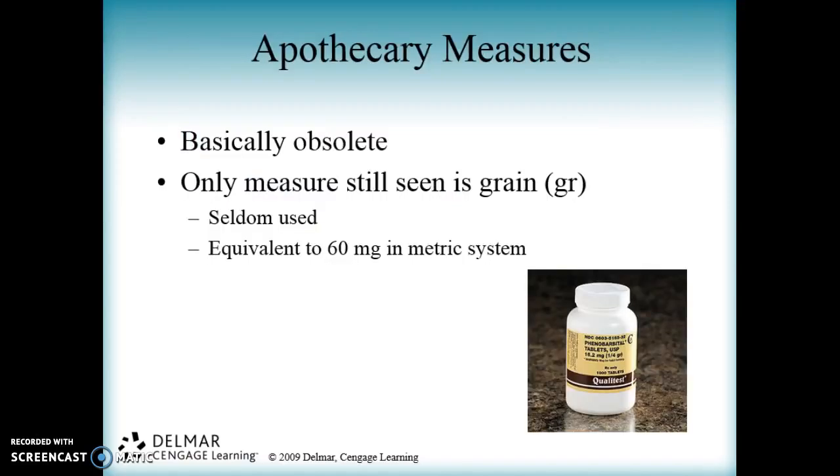And last but not least, there's apothecary measurements. These are really pretty obsolete. The only one you're really going to see used much is grain. And as you can see, I've got an example of phenobarbital on here. And equivalents in the apothecary system, we have 1 grain is equal to 60 milligrams. So you can see on this particular example, this is a quarter grain. So that means it's a quarter of 60. So 16.2 is where that came from.